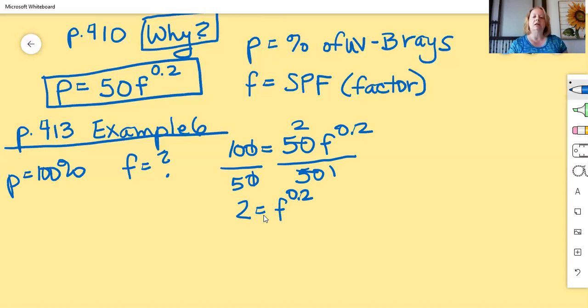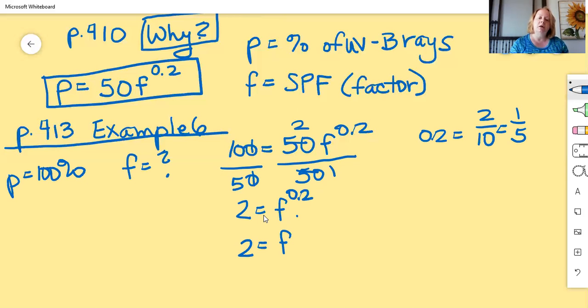We want to end up with F to the first. So the first thing I'm going to do is change this decimal into a fraction. 0.2 is 2 over 10, because that's the tenths place, and reduced it's 1/5. So I'm going to rewrite this: 2 equals F to the 1/5 power. Now remember, I want a 1 to appear here. The only way to do that is to take each side to the 5th power.